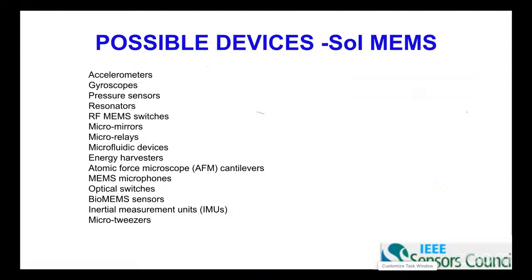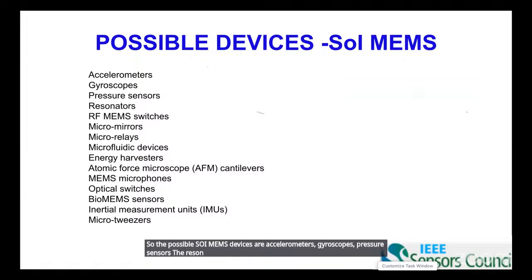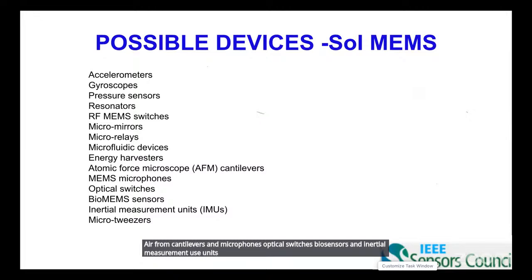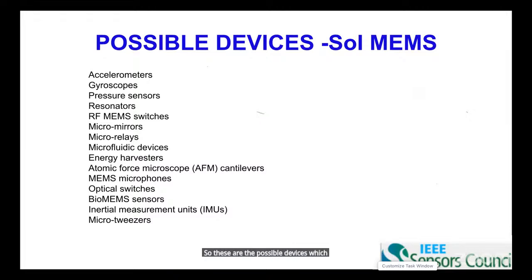So the possible SOI MEMS devices are accelerometers, gyroscopes, pressure sensors, resonators, RF MEMS switches, micro mirrors, micro relays, microfluidic devices, energy harvesters, AFM cantilevers, microphones, optical switches, biosensors, inertial measurement units, and micro tweezers. So these are the possible devices which can be fabricated using SOI MEMS process technology.